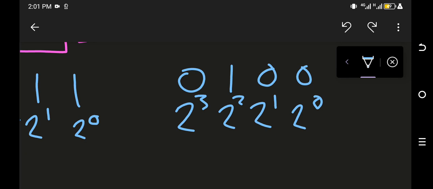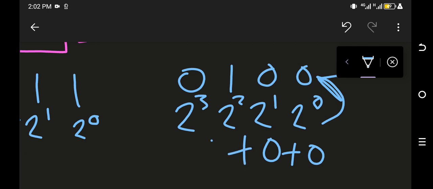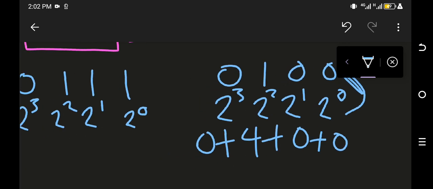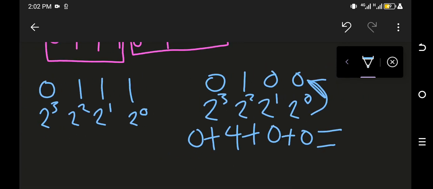First, 2 to the power 0 is 1, 1 times 0 is 0. 2 to the power 1 is 2, 2 times 0 is 0. 2 to the power 2 is 4, 4 times 1 is 4. 2 to the power 3 is 8, 8 times 0 is 0. Now the total is 4.